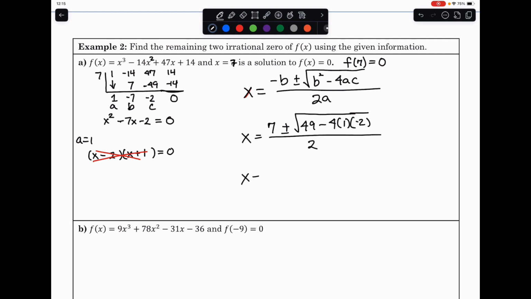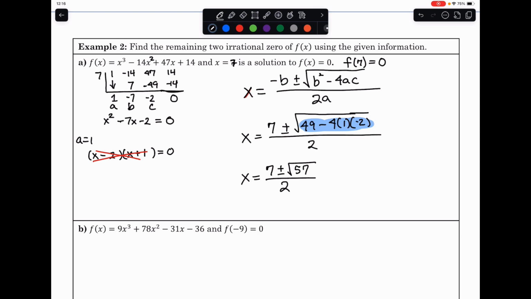Now, in this situation right here, because again factorization didn't work, all we need to worry about is simplifying. In terms of simplifying, that means finding again the discriminant. What is this discriminant value going to equal? So let's find out what that discriminant equals, and we're going to write that still inside the square root. Now that equals a total of 57.